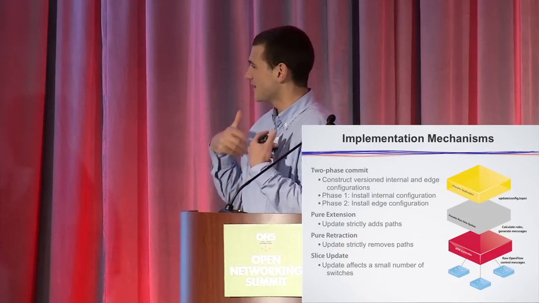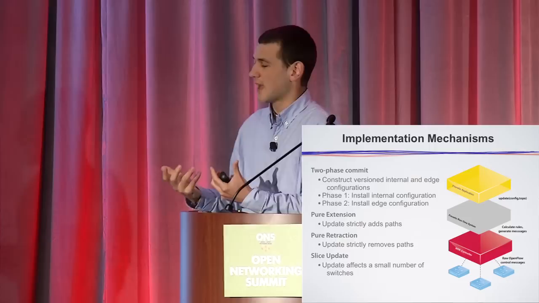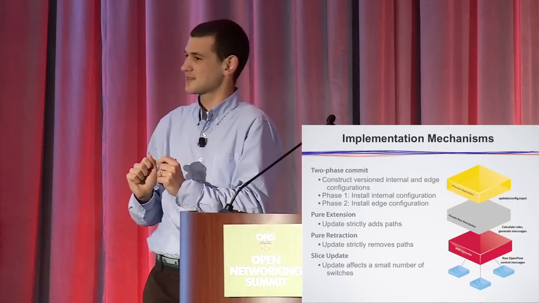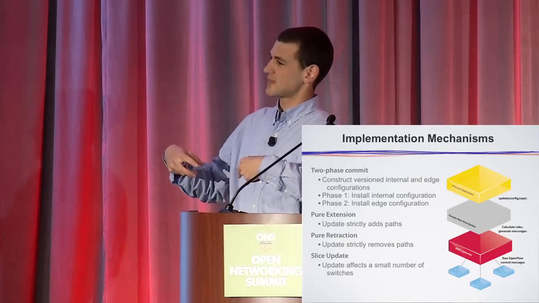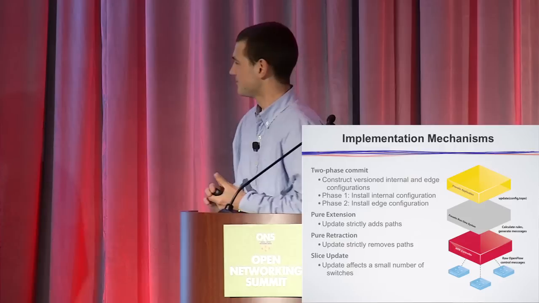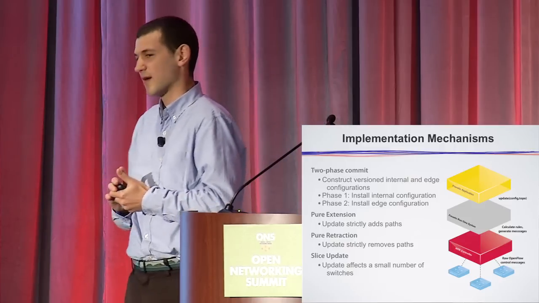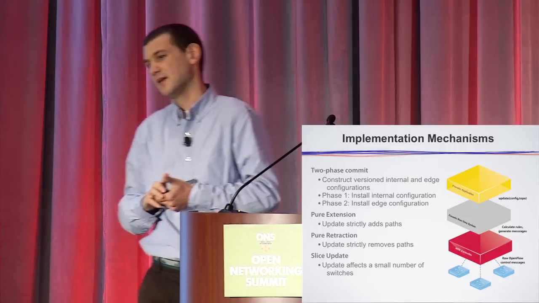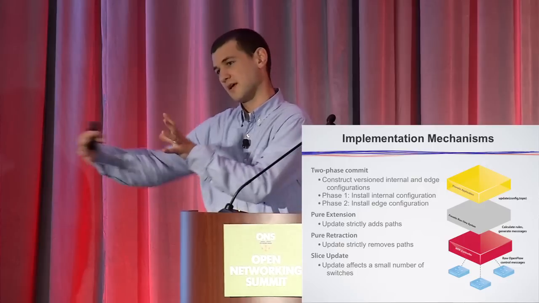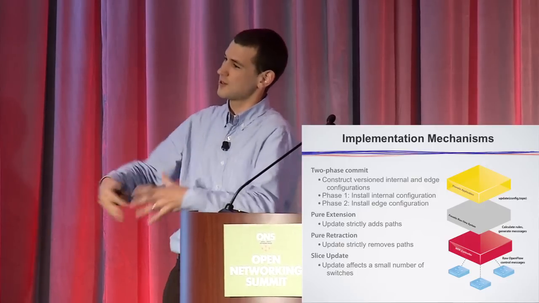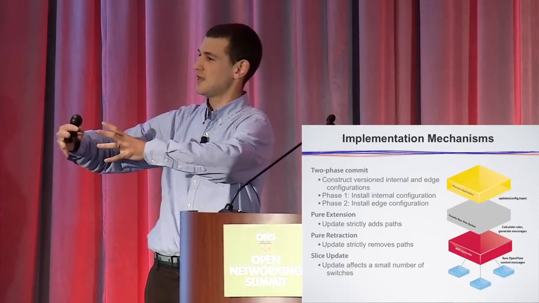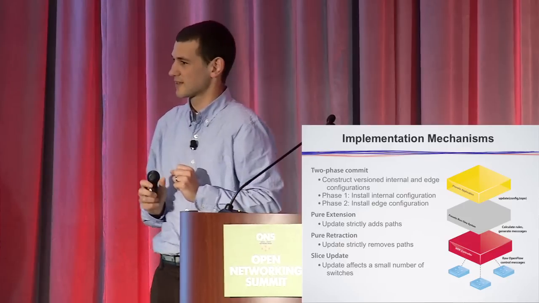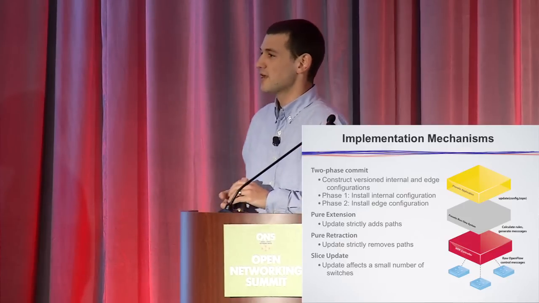Dually, if you have what we call a pure retraction, and the new policy is just disabling some paths, then what you can do is disable those paths at the perimeter and then go delete them from the interior. Another example of a kind of optimization you can do is what we call slice updating. So if the update only affects some connected region of the network, then of course you don't have to update all the switches that aren't affected. You can just update the kind of island of switches that are affected. So there's more things you can do.